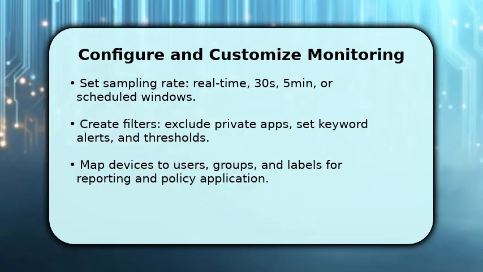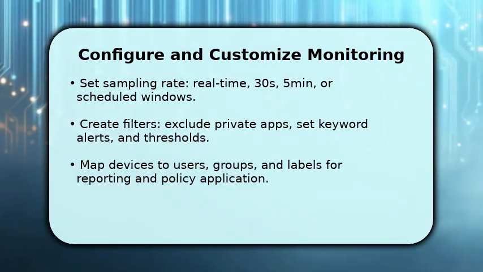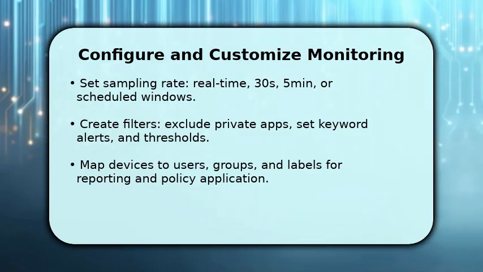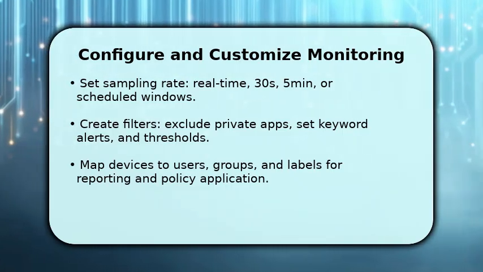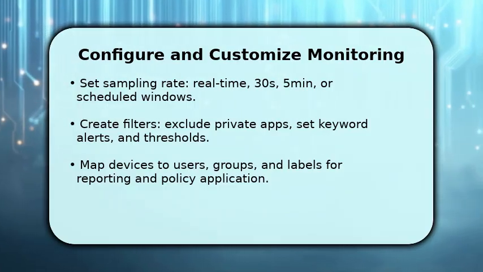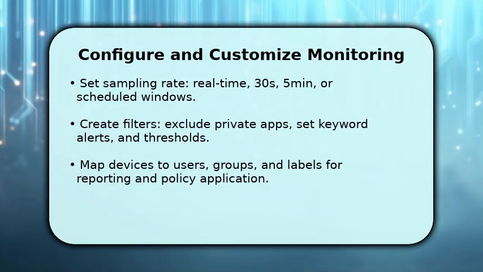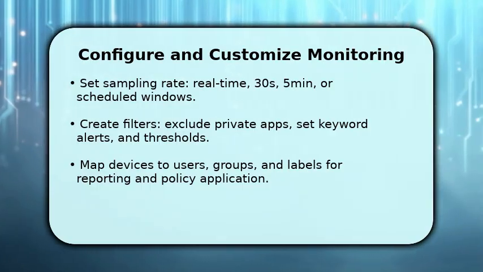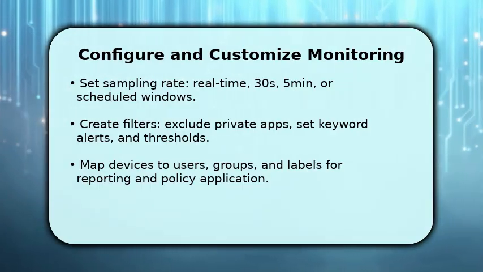This is the most detailed stage. Begin by setting sampling and capture frequency. Choose real-time for incident response or 5min for performance balance. Once done, create filters to exclude private apps and add keyword alerts or thresholds so only meaningful events trigger notifications.